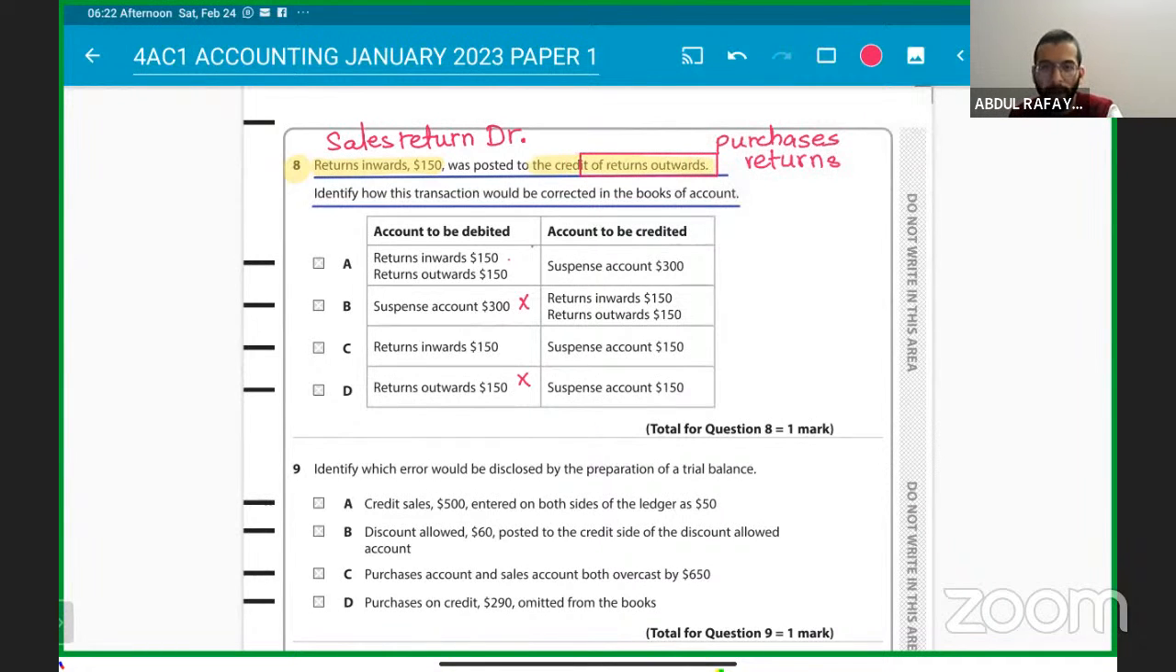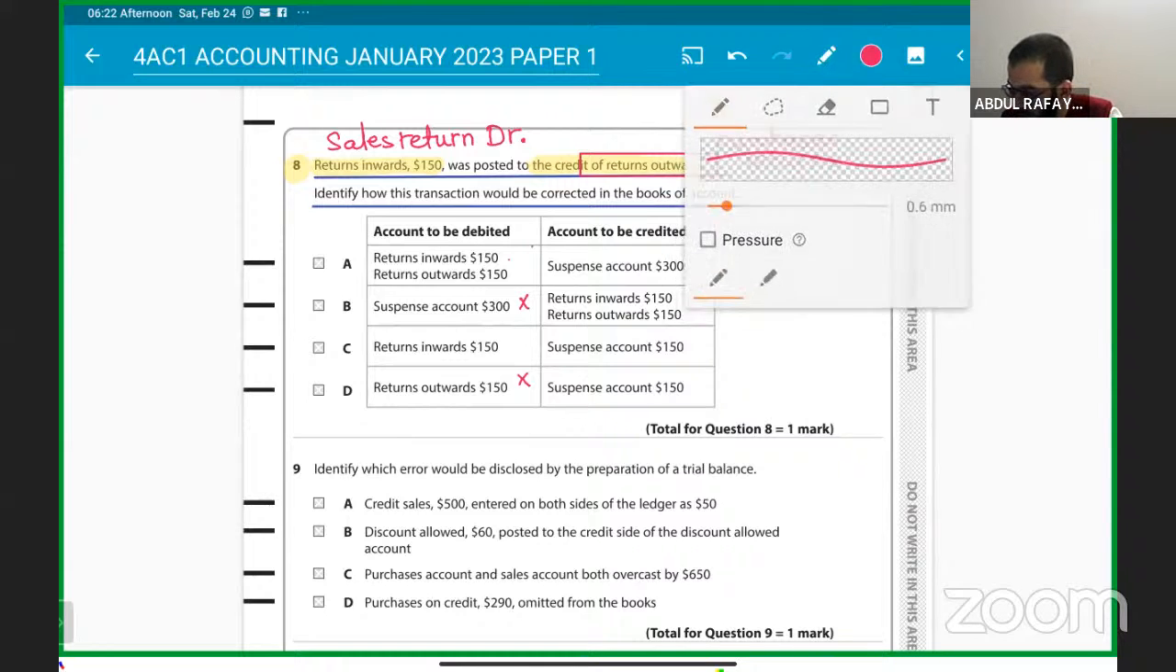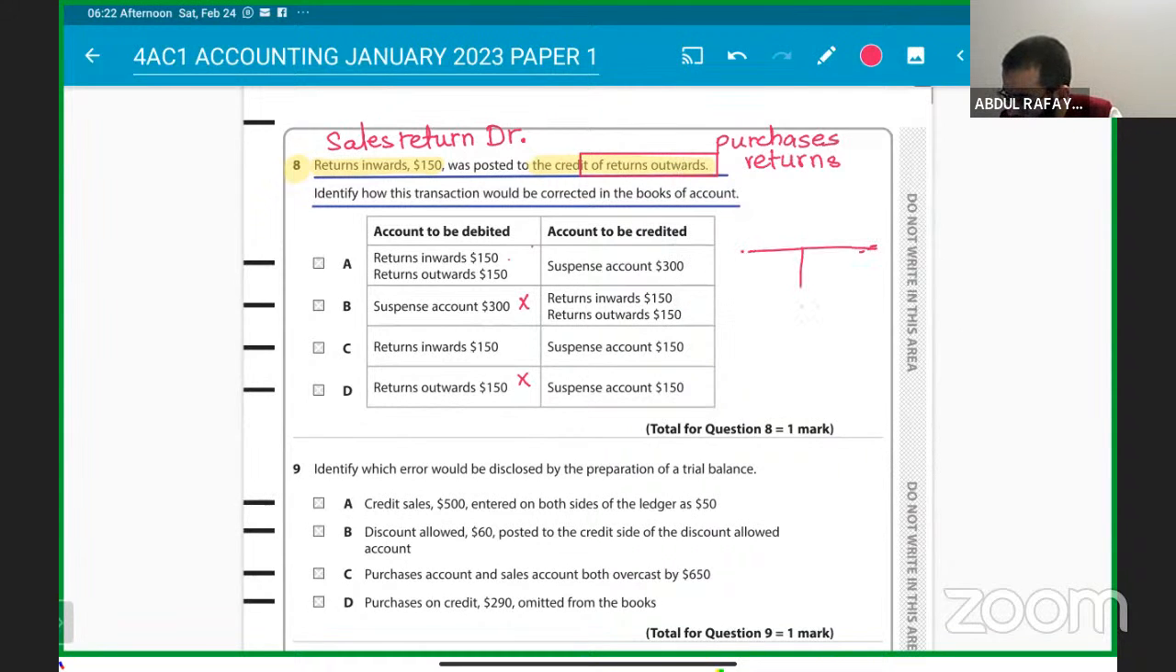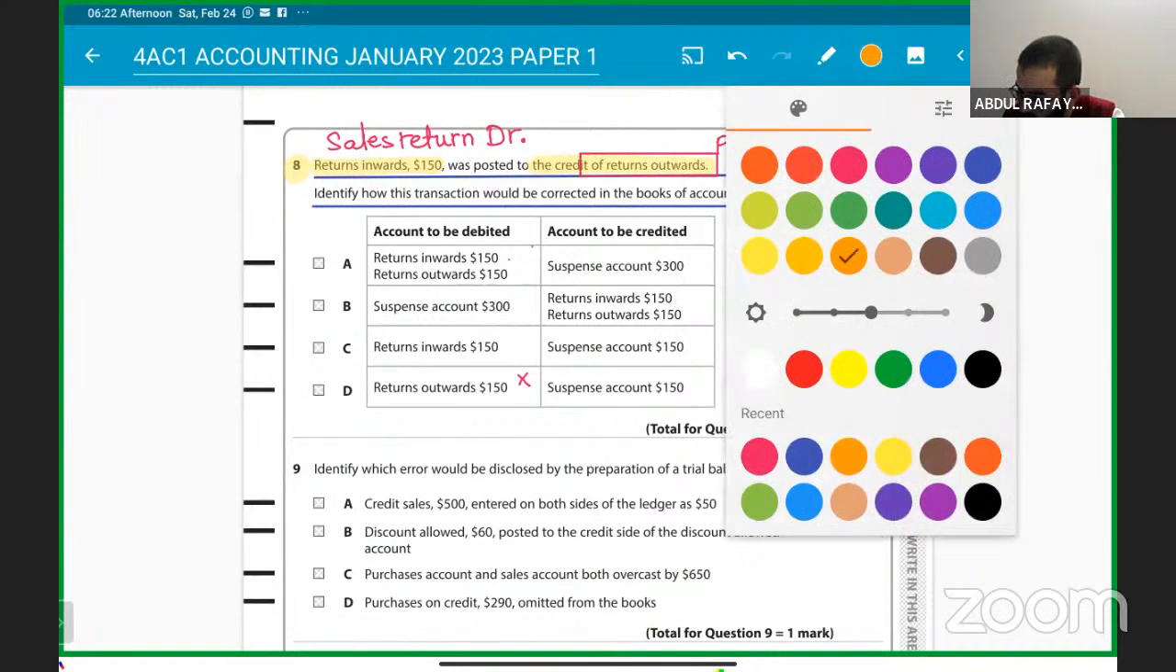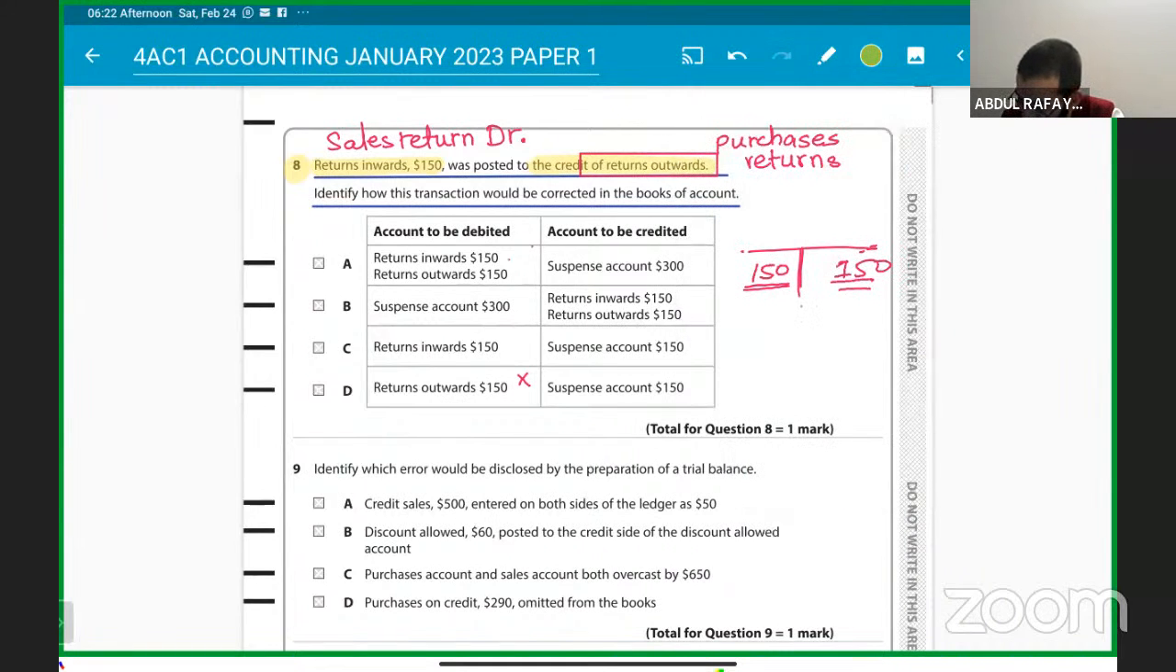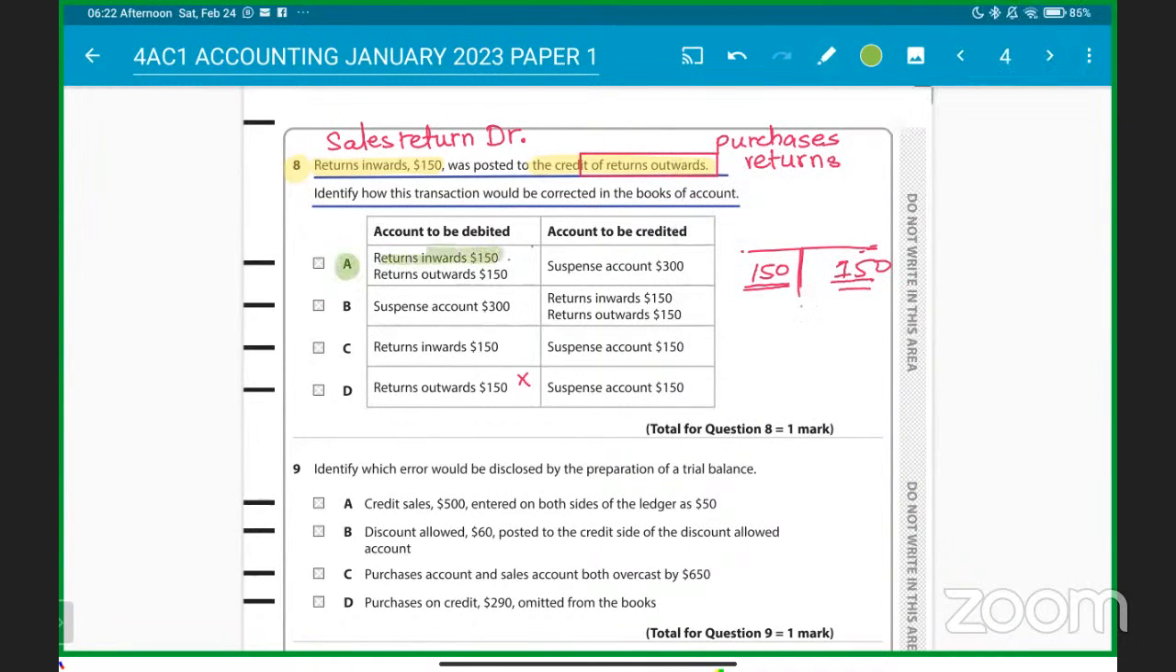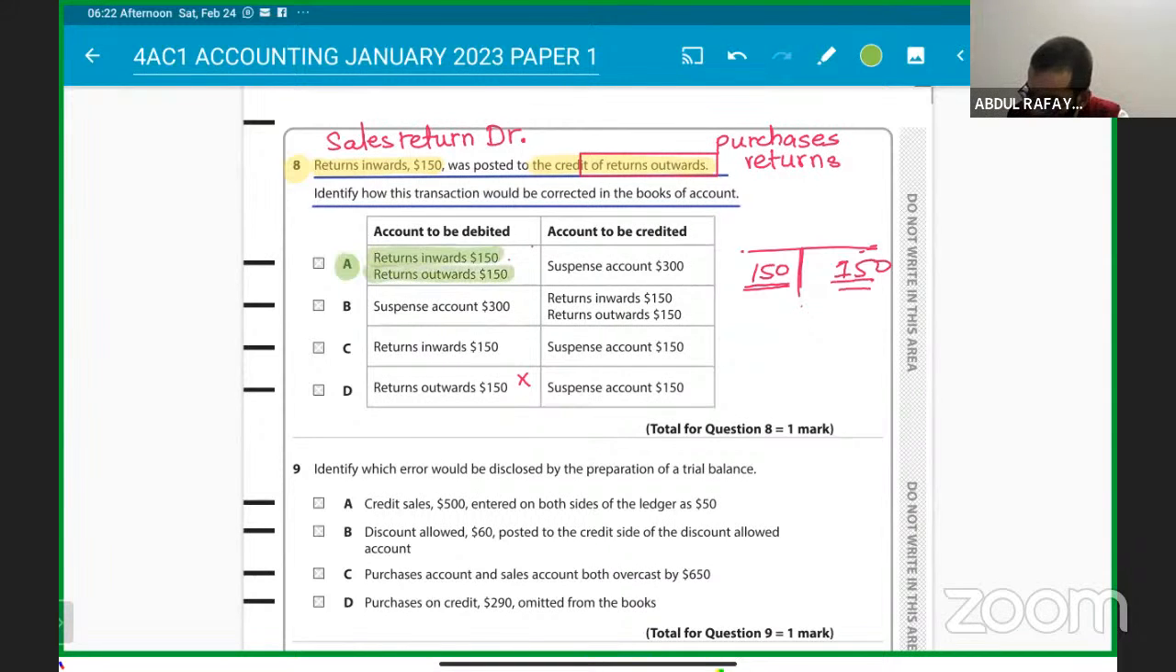So we are going to flip it back. They have return outwards on the credit side by $150. To finish this off, to balance the account, I will put return outwards on the debit side. Therefore A will become the answer, because on the credit side you will have to put the suspense account because of the error that is affecting the trial balance. Return inwards will be debited, return outwards will be corrected by debiting, and suspense account will become credit. So, sir, the answer is A.